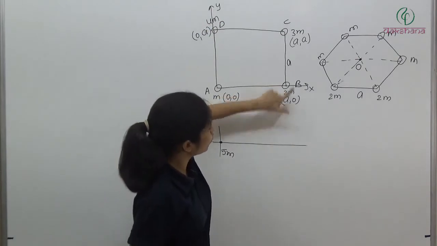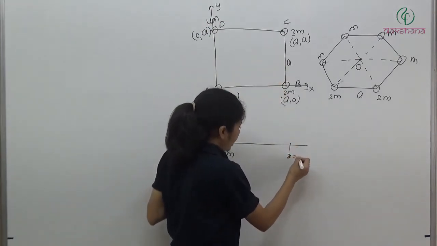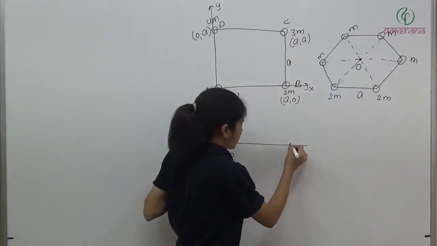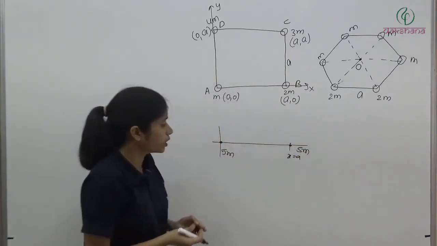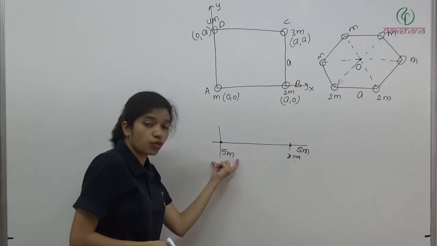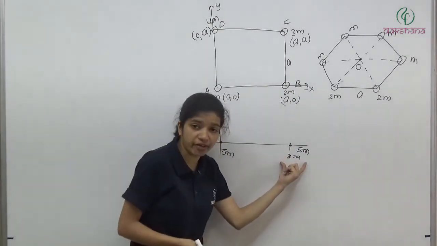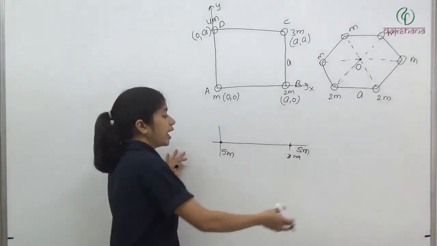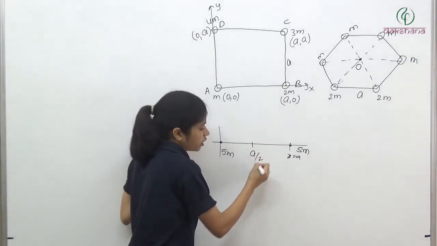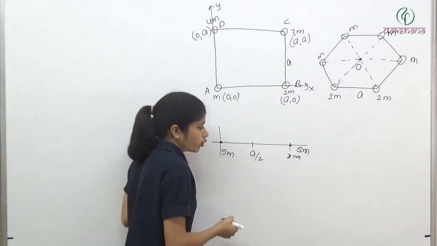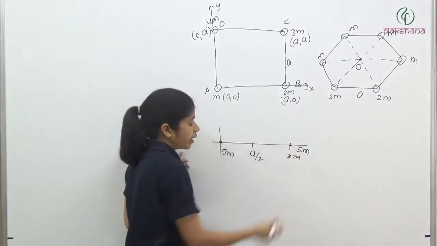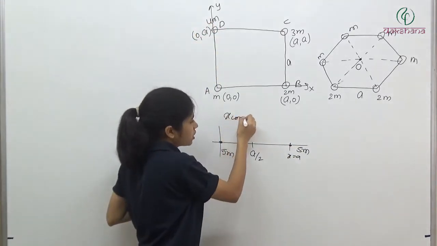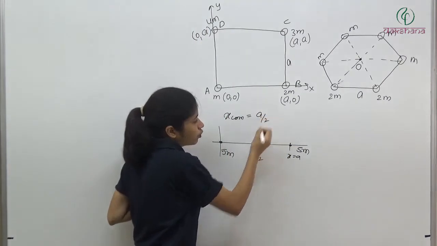At x equal to a, we have a total of 3m plus 2m. Again here we have 5m mass. So at x equal to 0 we have 5m, and at x equal to a we have 5m. So what will be the x location of the center of mass? It will be exactly at the mid of this total length, so it will be at a by 2. So the x location of the center of mass is going to be a by 2.